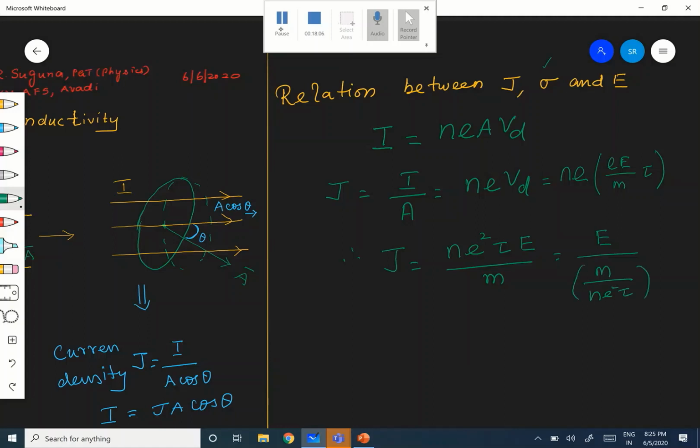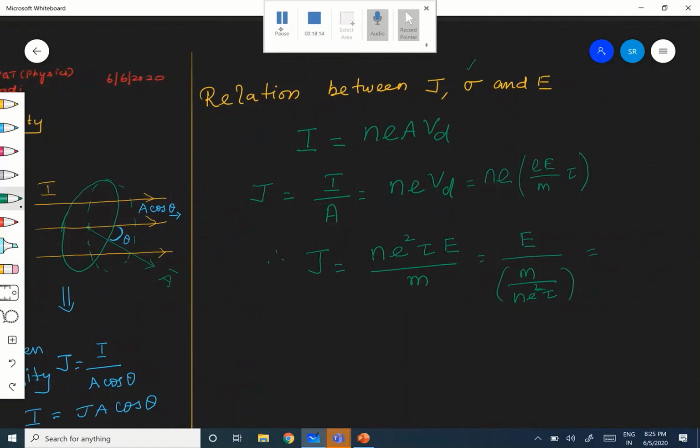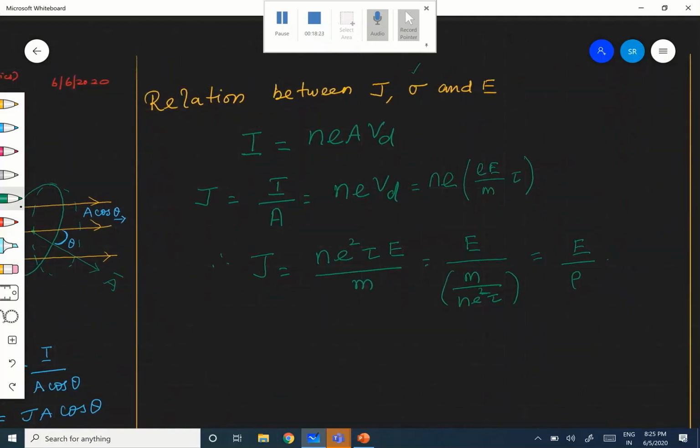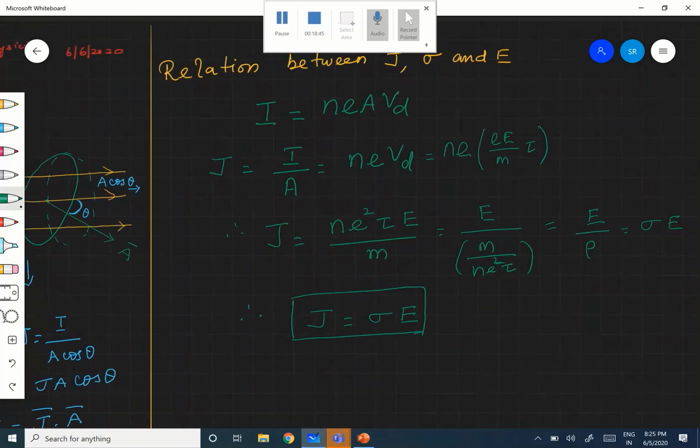What does M by N E squared tau mean? Is this nothing but rho, resistivity? Therefore, that is nothing but E by rho, and 1 by rho is nothing but sigma. So it can become sigma E. Are you following? So you got the relation: J is equal to sigma E. Following? Okay, right. Next one.